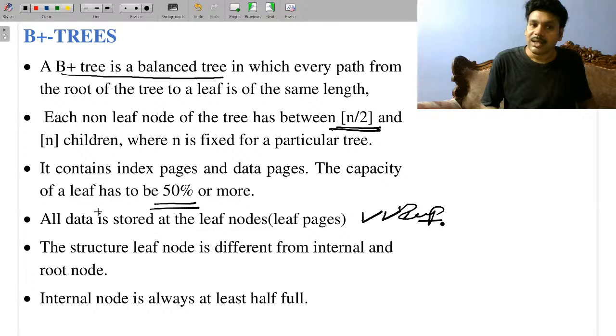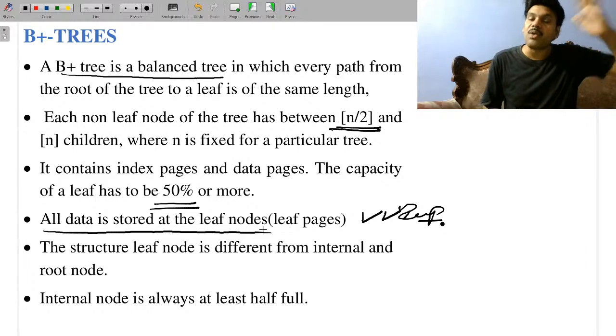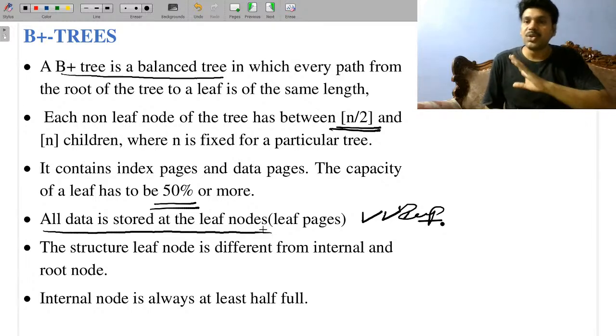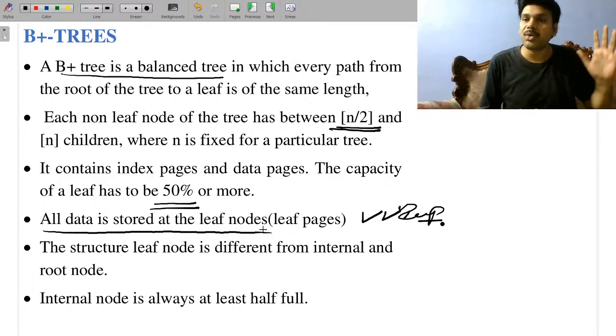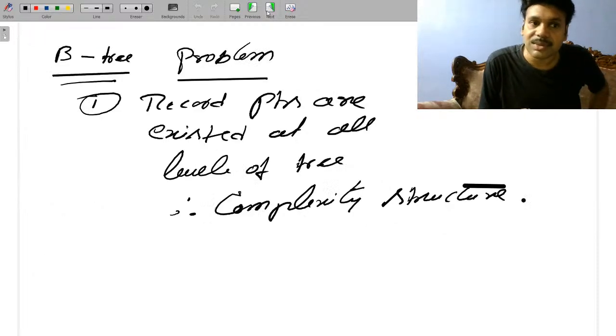What is that? All data is stored in the leaf node only. Therefore, record pointers are available only at the leaf, not at the internal nodes and the root block. Record pointers or data pointers or index pointers are available only in the leaf. We never contact the upward part of your root structure. We don't mind about the internal node. We don't mind about the root node. We will touch only the leaf node. Therefore, record pointers are available only at the leaves.